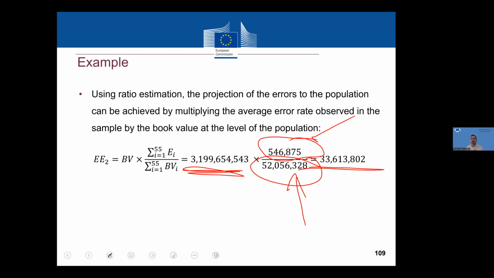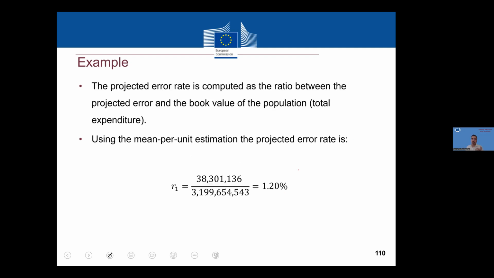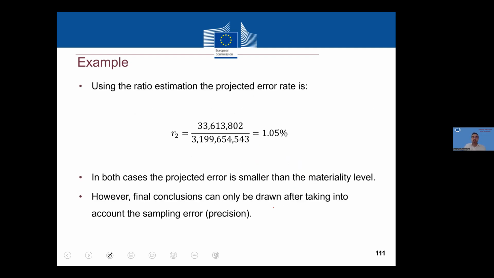Do they produce the same result? No. Do they produce very different results? Also not. If I divide this projected error amount by the total declared expenditure, what do I get? The projected error rate using mean per unit estimation is 1.2%, and using ratio estimation is roughly 1.1%. Well, very much in the same neighborhood, either 1.1 or 1.2%.